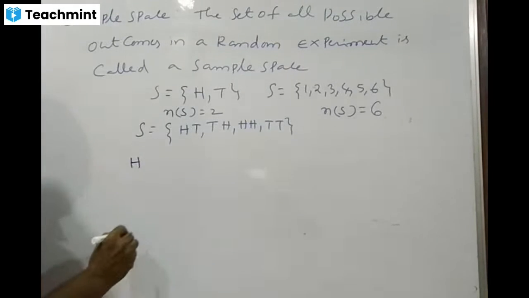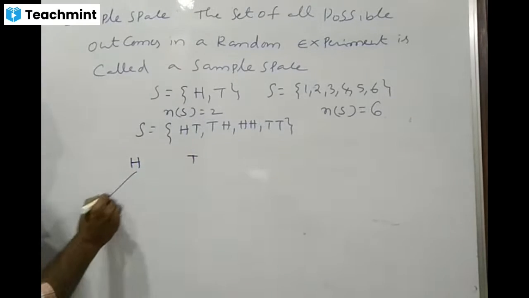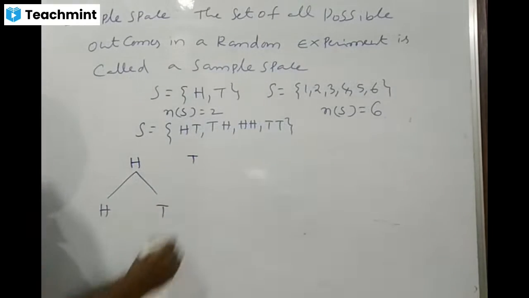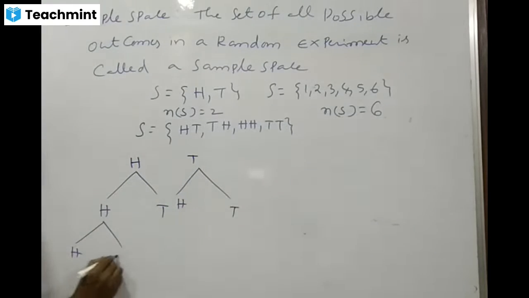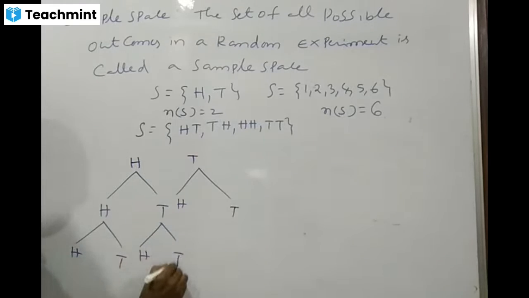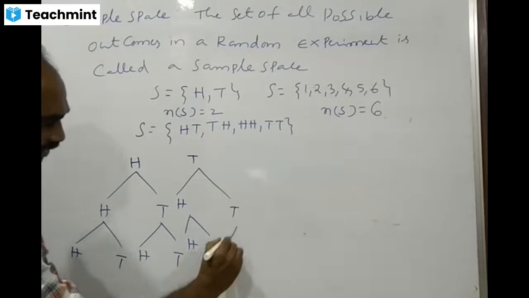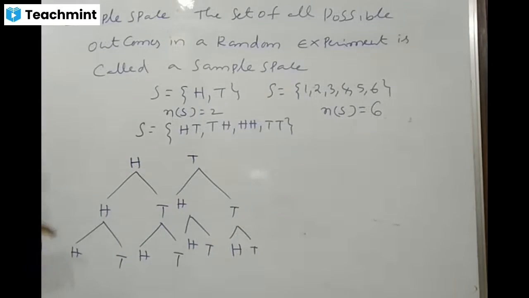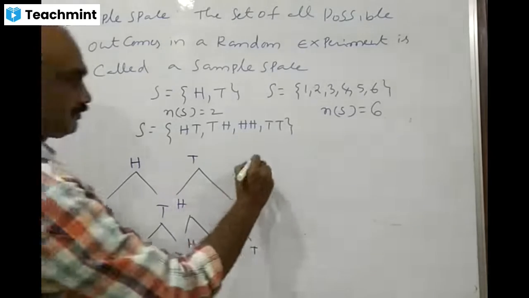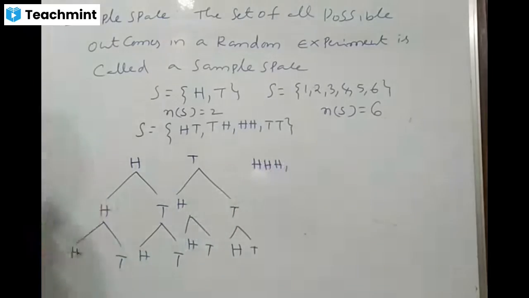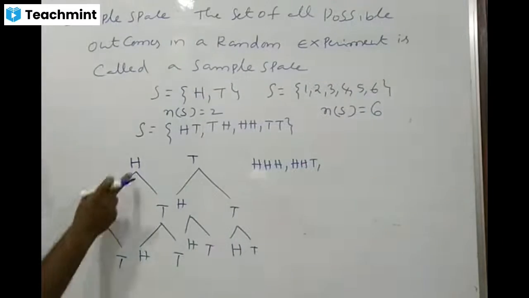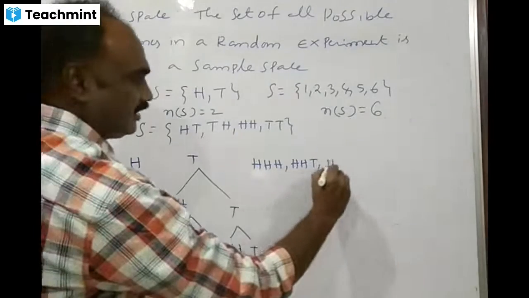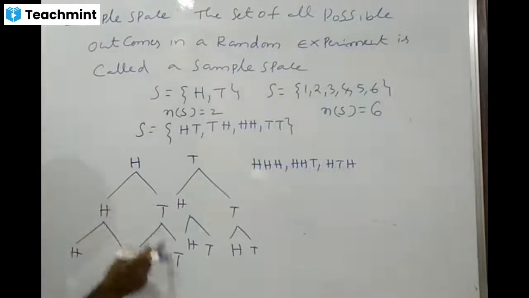Friends, one coin is tossed thrice. Here the possibilities are H, T; here also H, T; here also H, T. So when a coin is tossed thrice, the total possibilities are: HHH, next HHT, next HTH, next HTT.